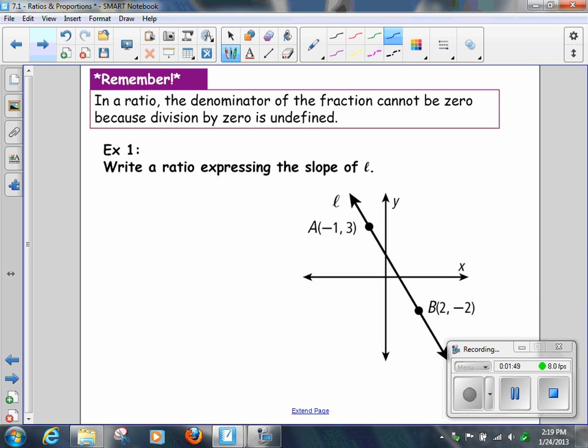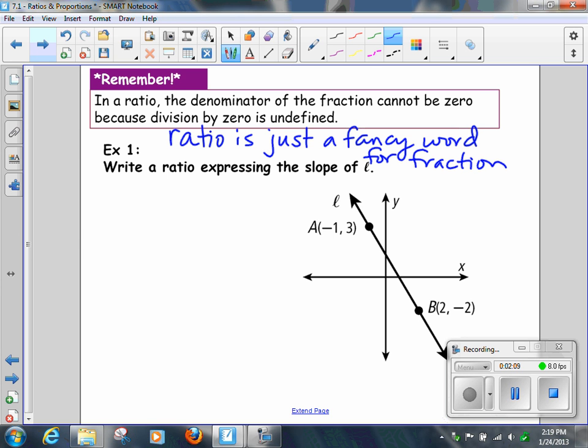Now, what are we going to do with that? If we're dealing with ratios, ratio is just a fancy word for fraction. That's all. Ratio, fraction. They're interchangeable. They're synonyms, if you will.